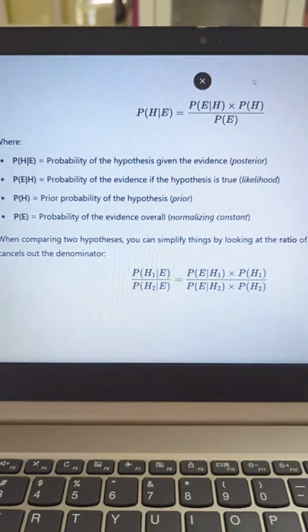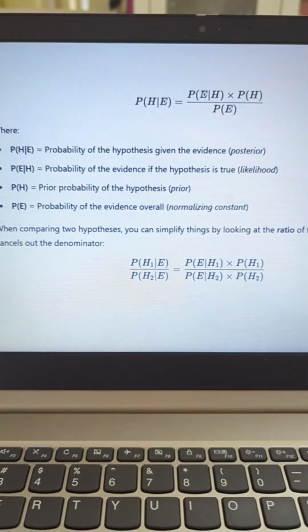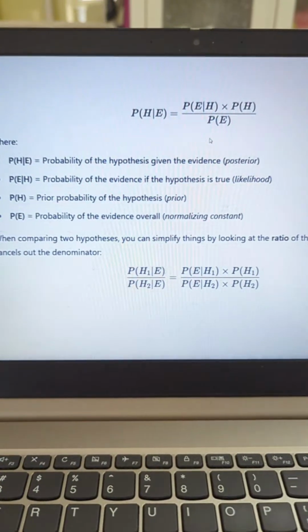This is Bayes' theorem, and this is what Bayesian reasoning is based on. If you're already thinking, oh my gosh, it's math, it's crazy stuff, don't worry. I'm going to show you how this can actually be very simple to use in everyday life. Just stay with me, because I'm going to teach you all this step by step. So just take a deep breath and let's go through it.